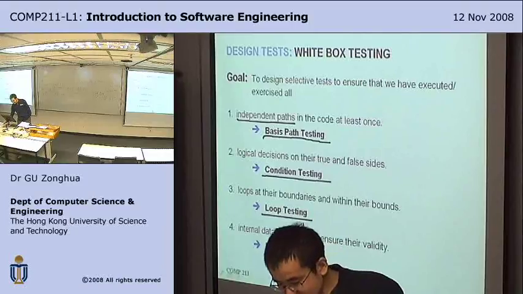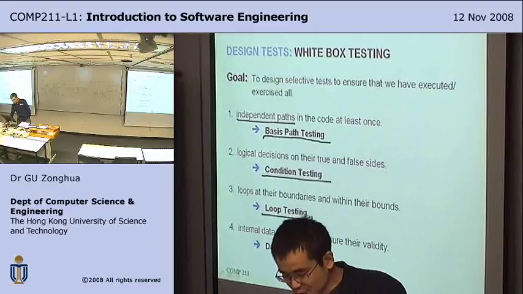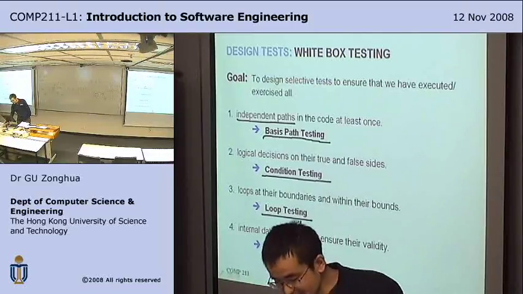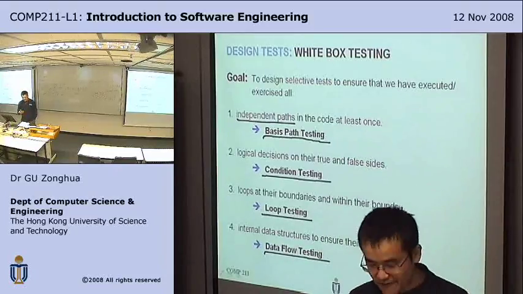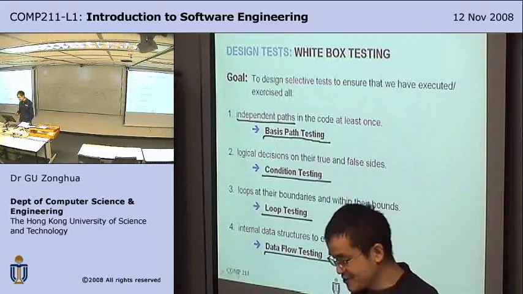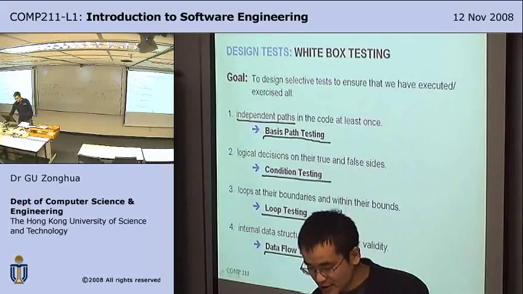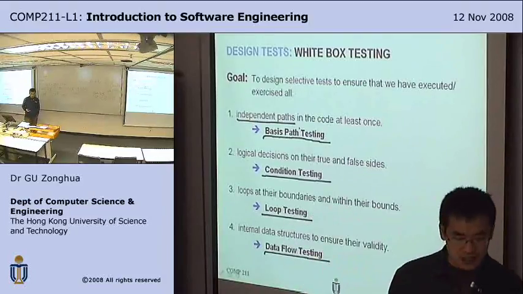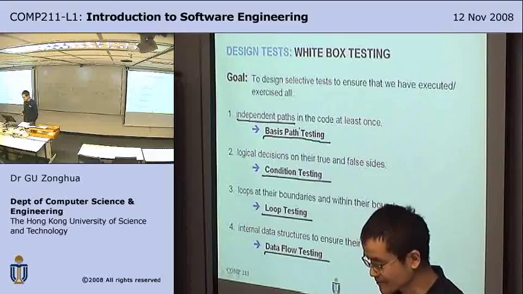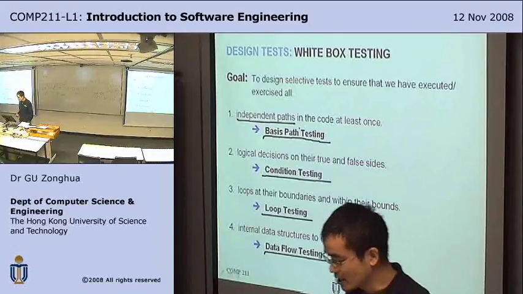Or internal data structures to ensure their validity. That's called data flow testing. To try to follow the definition and use of variables. So these are 4 types of white box testing with different criteria.